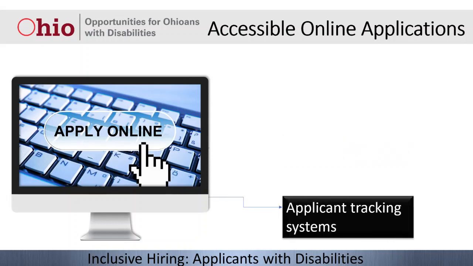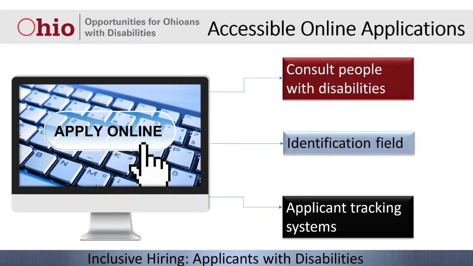Another way that applicants can be automatically screened out is through applicant tracking systems that are used by hiring professionals to manage applications and prioritize qualified applicants. These systems may automatically screen out an applicant who has gaps in employment. Sometimes a gap in employment is due to a disability. One consideration to remove this barrier is to allow a person to explain the gap.